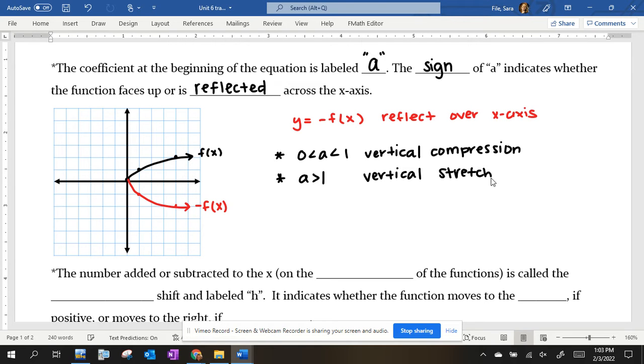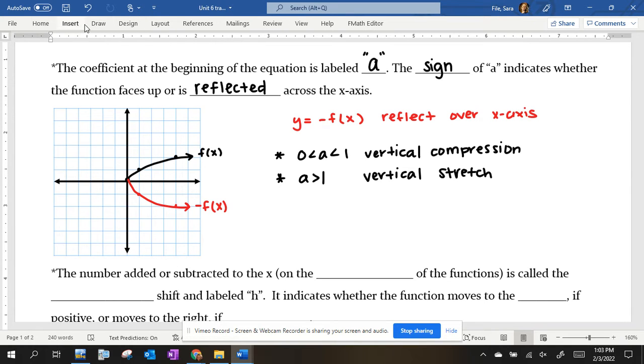And we did those same rules when we did trig functions. A determined the amplitude, and so when you had an a value greater than 1, that sinusoidal wave was stretched taller. You had a larger amplitude. And if it was fractional, it squished it down.